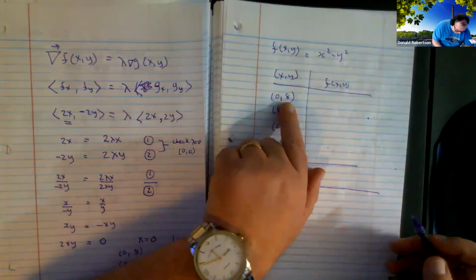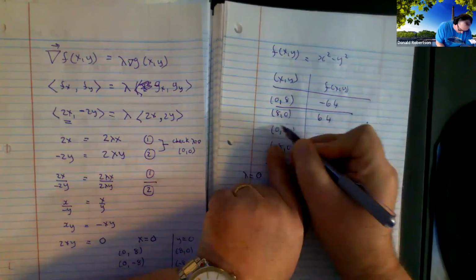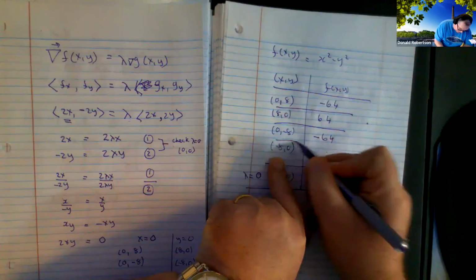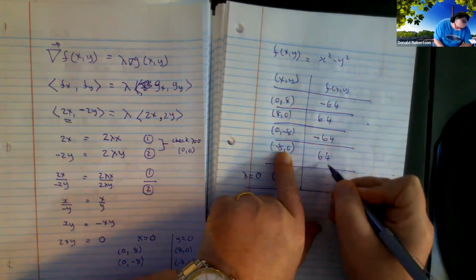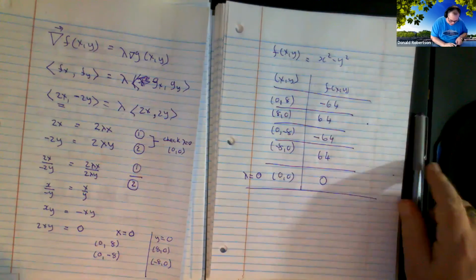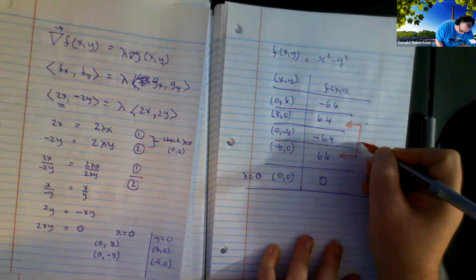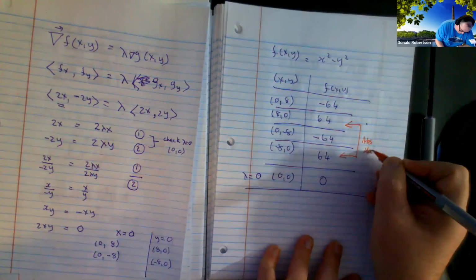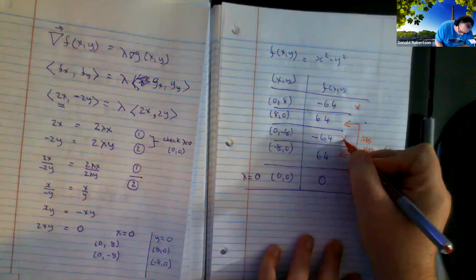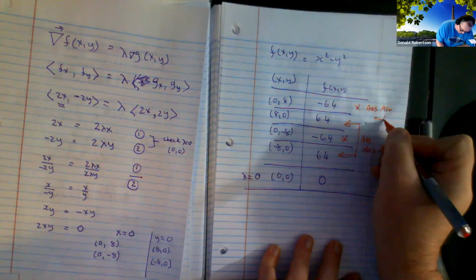And now we plug this guy in. Nothing squared, take away, that gets you negative 64. That gets you positive 64. This guy gets you negative 64 again. This guy gets you positive 64. And this guy gets you 0. And we are interested in the maximum and minimum, absolute max and min. Would you agree the absolute max is 64? And the absolute min is negative 64.